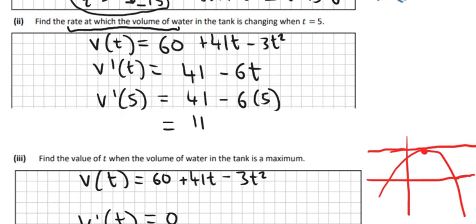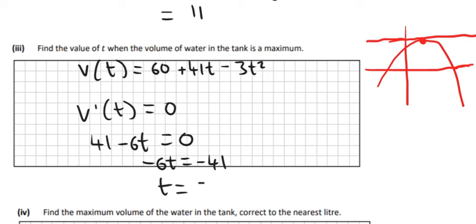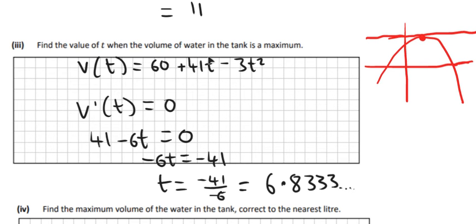It was 41 minus 6T. We let that equal 0, so minus 6T is equal to minus 41. Therefore T will be equal to minus 41 over minus 6. And then you can use a calculator, and we get 6.8333, so that's recurring. That's the final answer, the value of T when the volume is at a maximum.